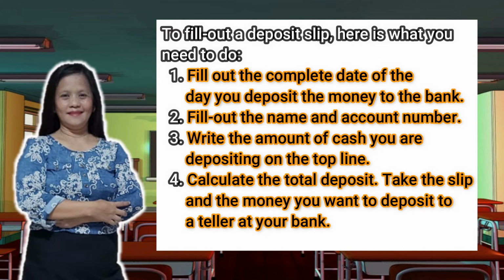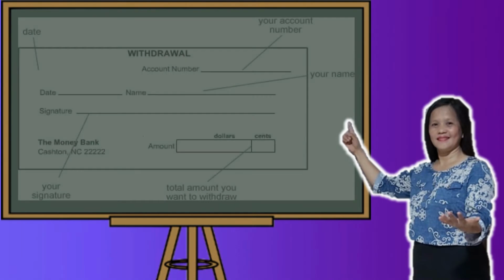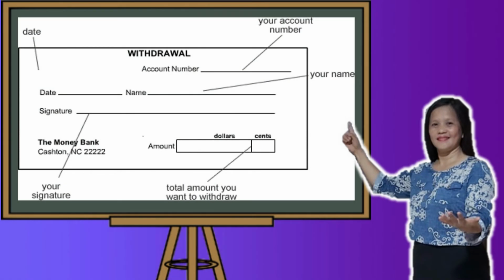Now let's see the next one. Are you familiar with this form? Very good. It's a withdrawal slip. So just like a deposit slip, you also need to write the date, the account number, your complete name, and then affix your signature. Look at the lower part of the withdrawal slip. What do you need to fill out? Very good. You have to write the total amount of the money that you want to withdraw.